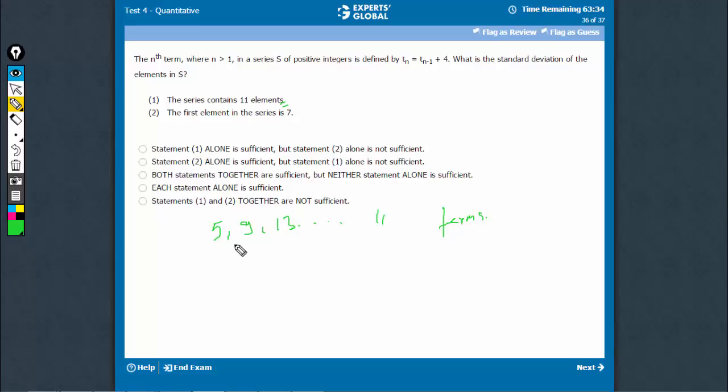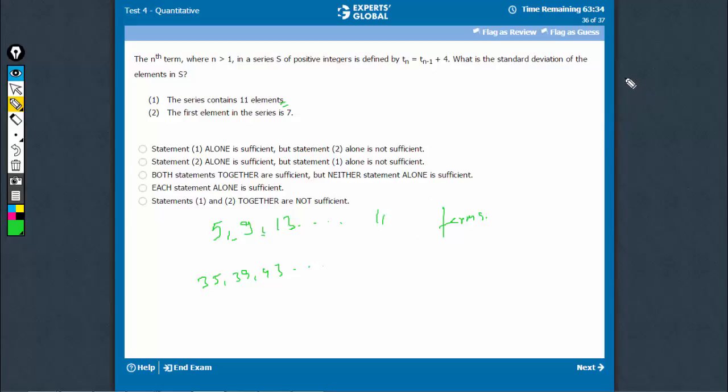So see, as long as the gap is known and the number of terms is known, the standard deviation can be determined. You don't actually have to know the exact terms. Even if this were 35, 39, 43, 11 terms in this series, the standard deviation would be the same, because standard deviation is about the difference between the terms. It's not about what the terms are. So let me give you a quick example.